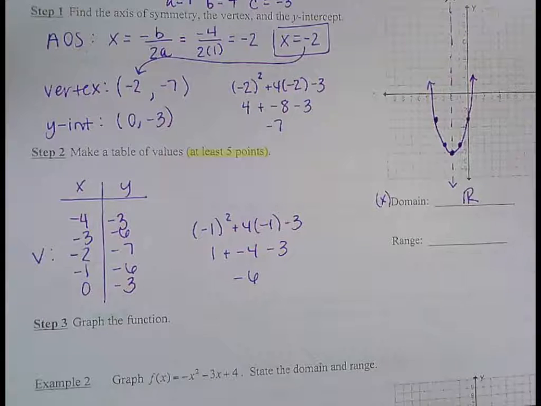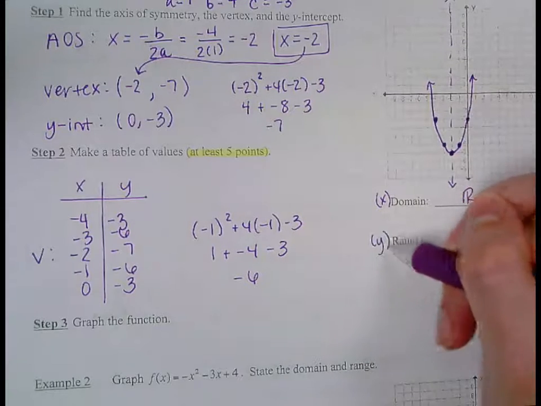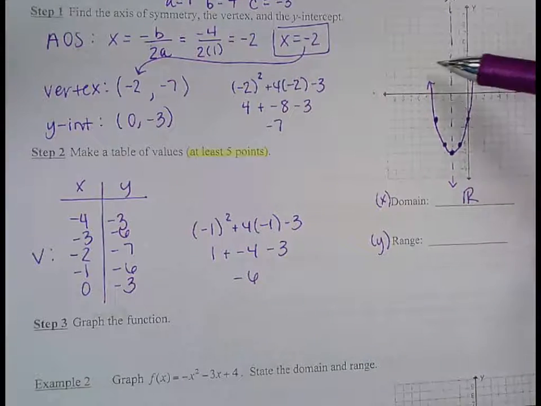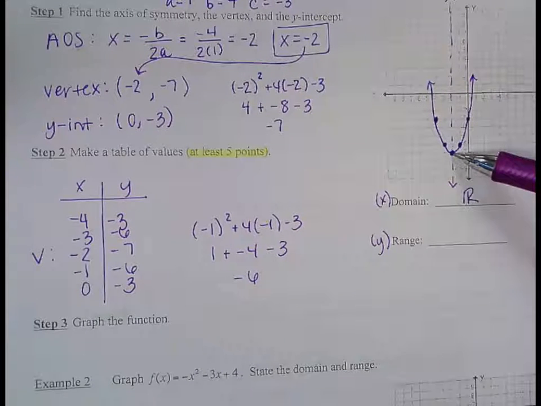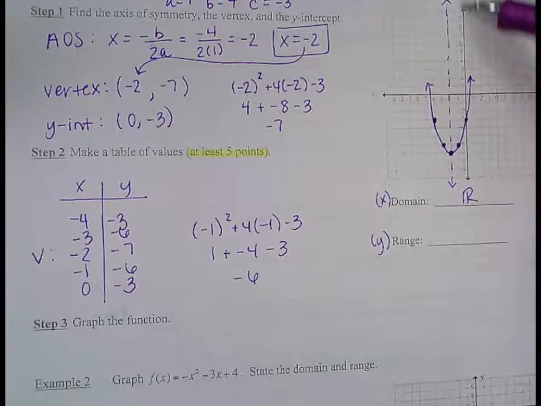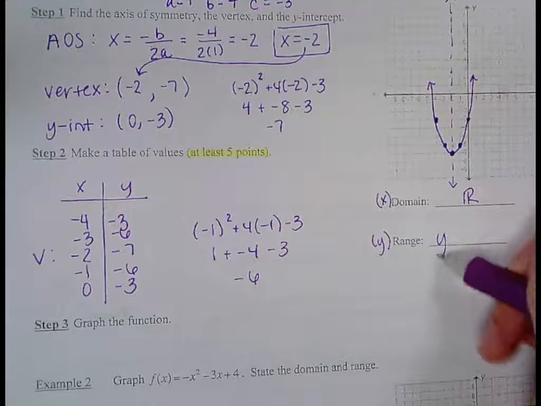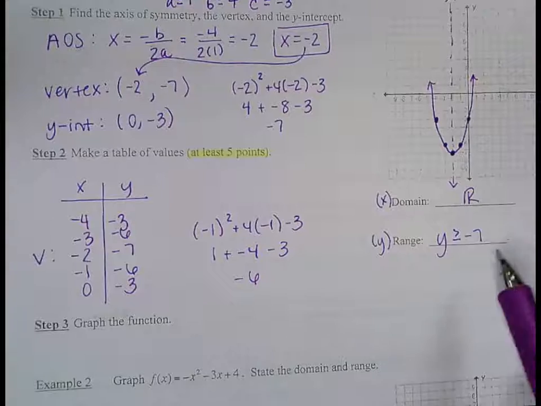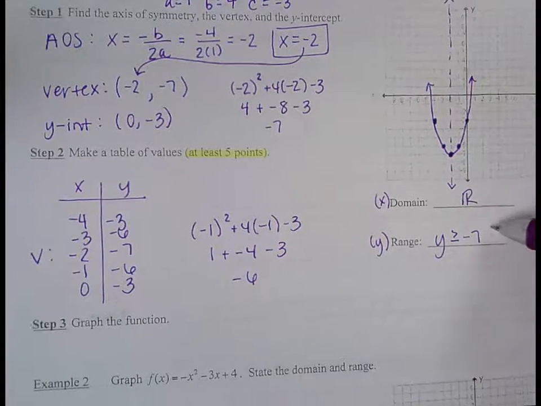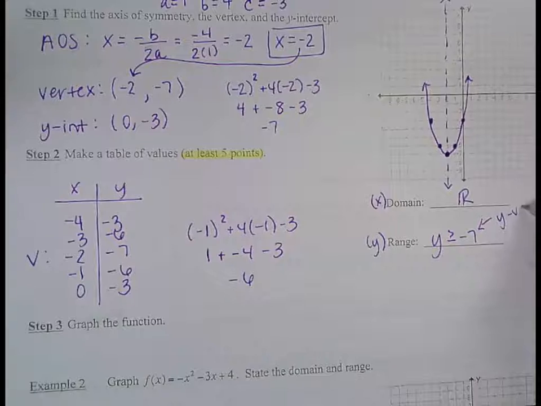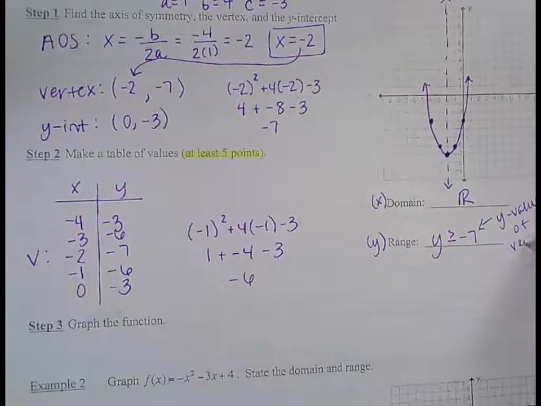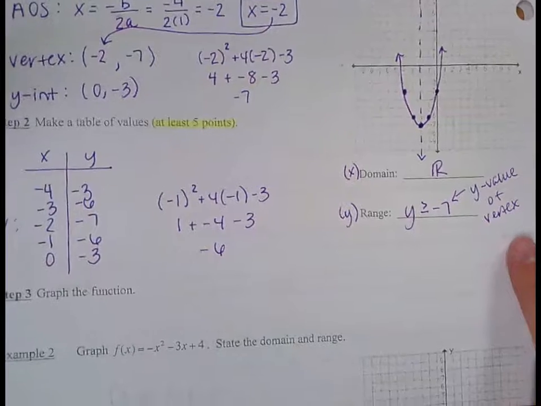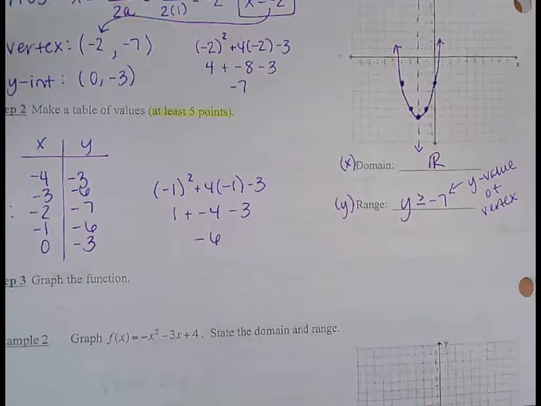The range, though, is different for everyone, and it depends on the graph. Range is the y values. So notice for this parabola, because it's opening up, the lowest y value is the vertex, and that's the y value -7. All of the other y values are higher than that. So the range is y values that are greater than or equal to -7. So your range will always be an inequality. The value that's here will always be the y value of the vertex, because that will always be your highest or your lowest point.